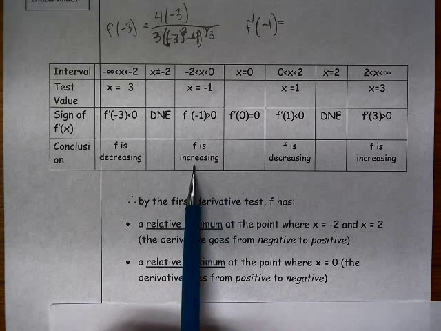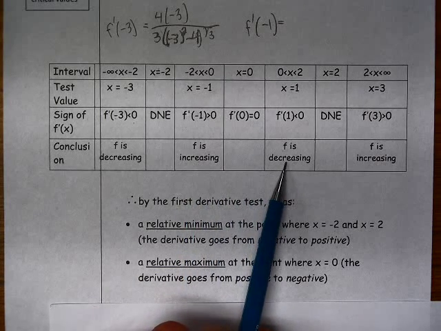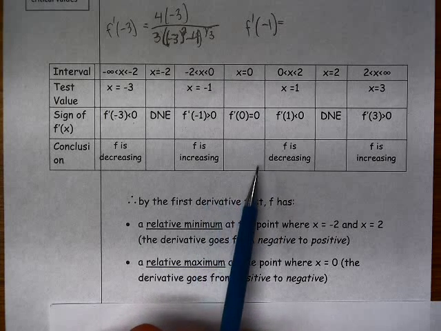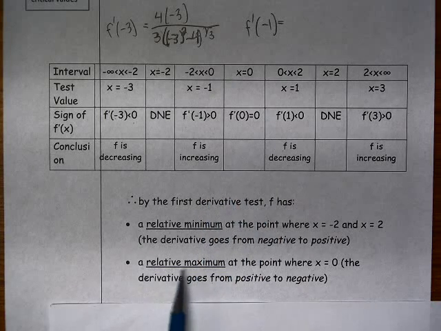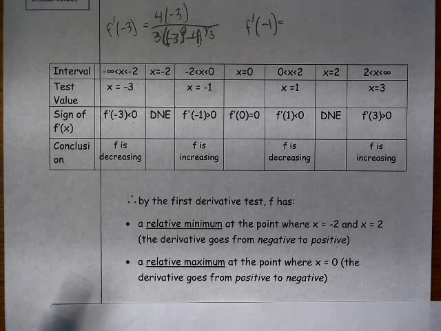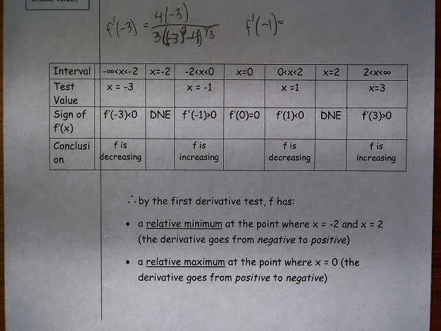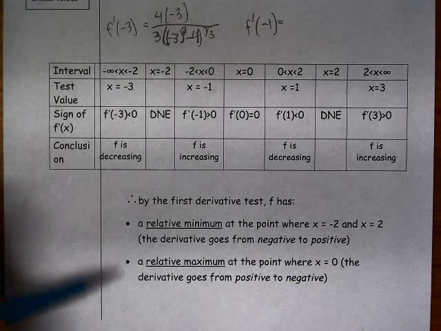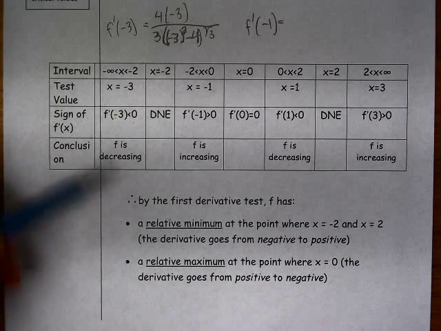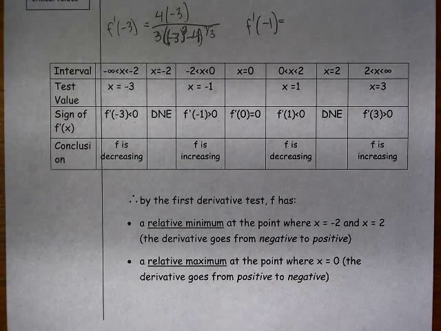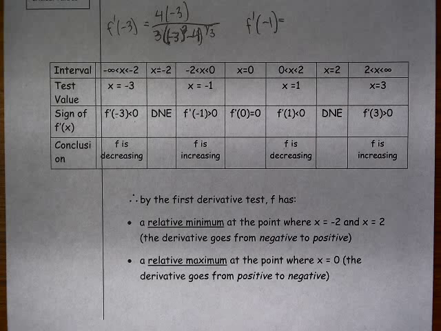At x equals 0, I see that f goes from increasing to decreasing. So I have a relative maximum there. Relative max at the point where x equals 0 because the derivative goes from positive to negative. Showing that table and then also writing out the conclusions is really important to getting full credit on these types of questions. We have to be really familiar with these processes.